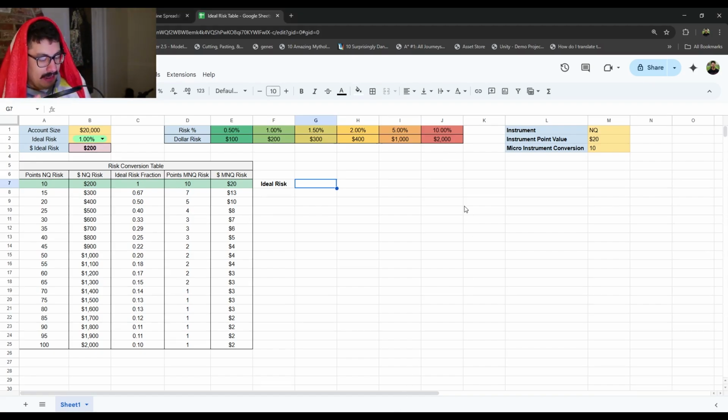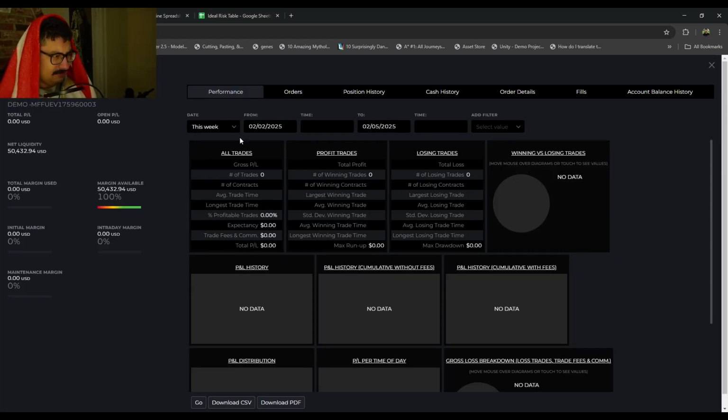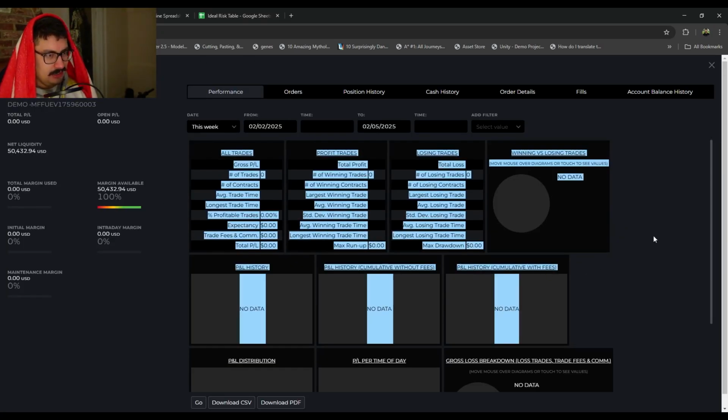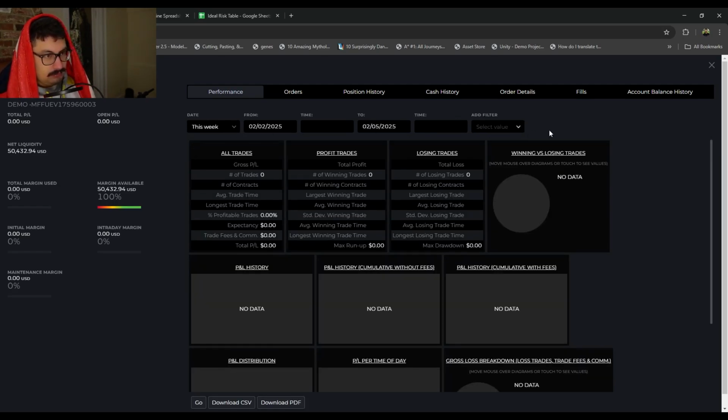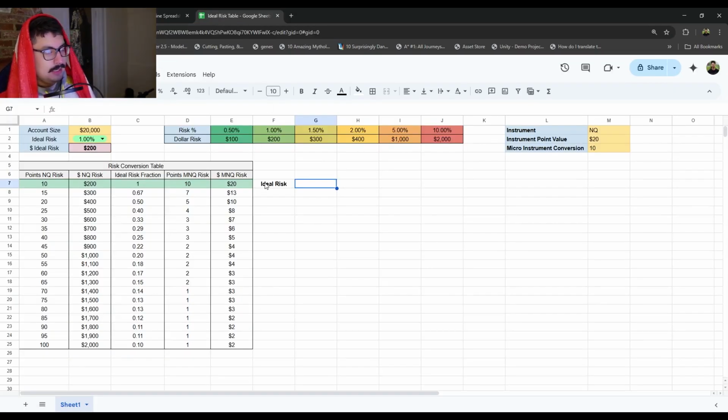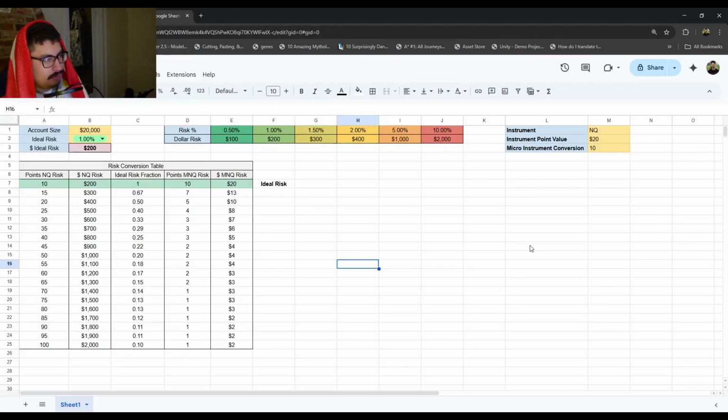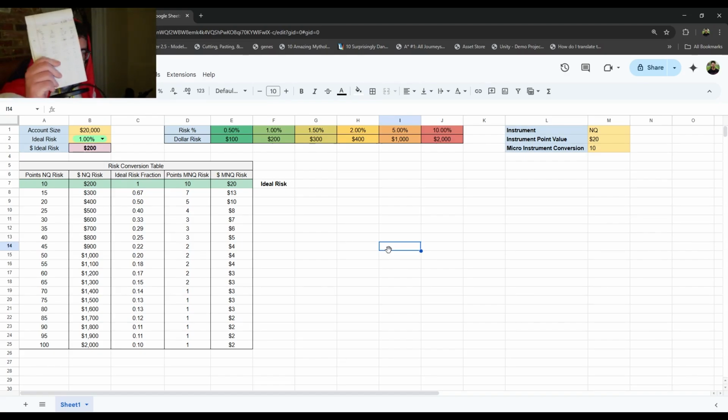We'll do a little bit of backtesting, but I haven't taken any trades this week, as you can see here. So, I mean, not a lot to talk about. But I am kind of excited about this ideal risk table that I created, because I was sitting here looking at it. I did it here first, okay?